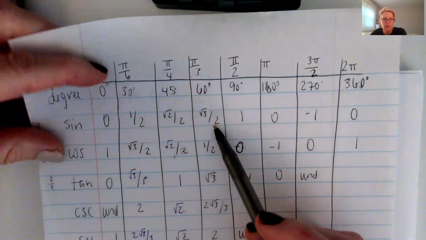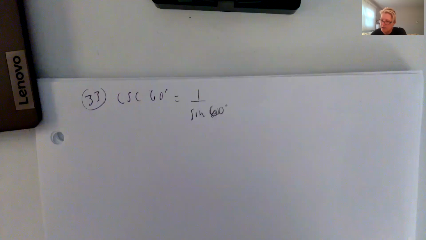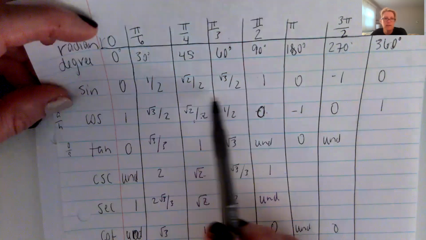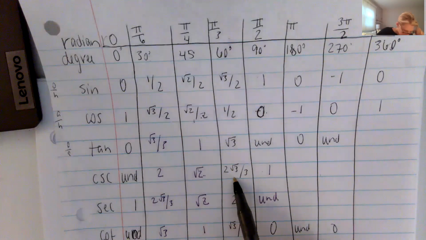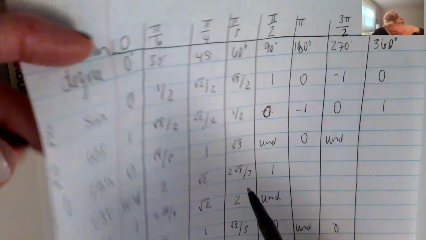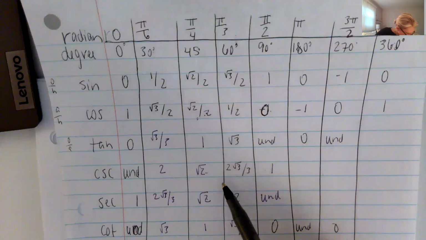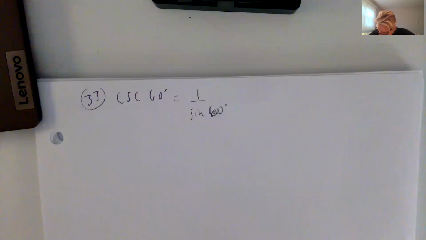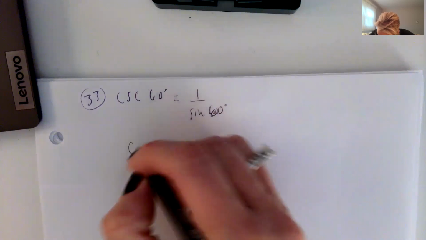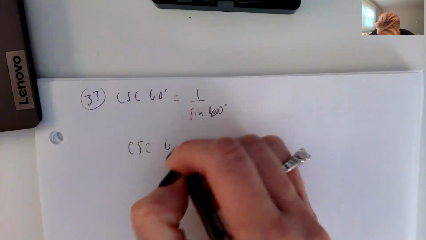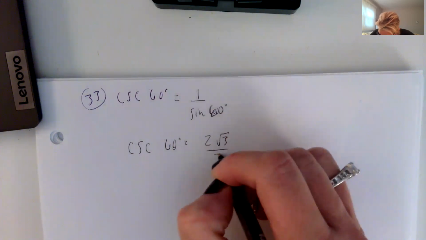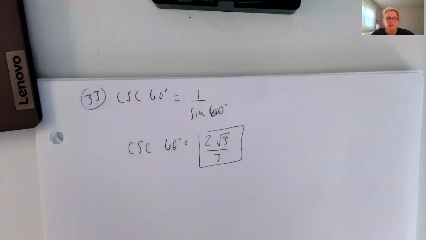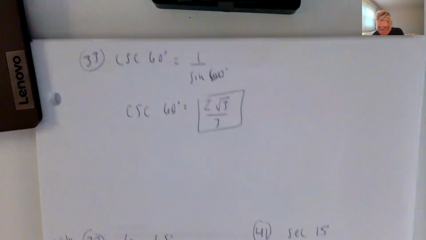And we already have this filled out in a table that cosecant at 60 degrees is 2 times the square root of 3 over 3. So cosecant of 60 degrees is 2 times the square root of 3 over 3. That's all we needed on that one.